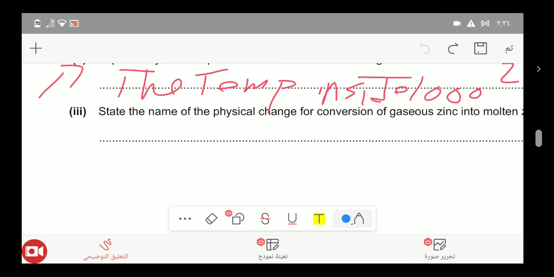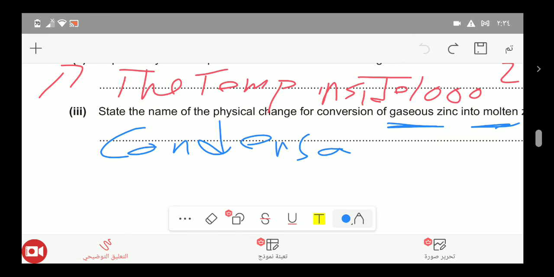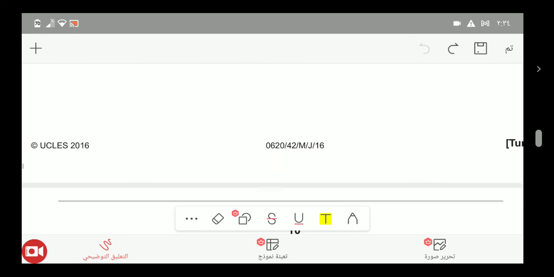Let's move to the last question. State the name of the physical change of conversion of gaseous zinc into molten zinc. This process is called condensation, from gas to liquid. Condensation. Sorry, my handwriting is not good.